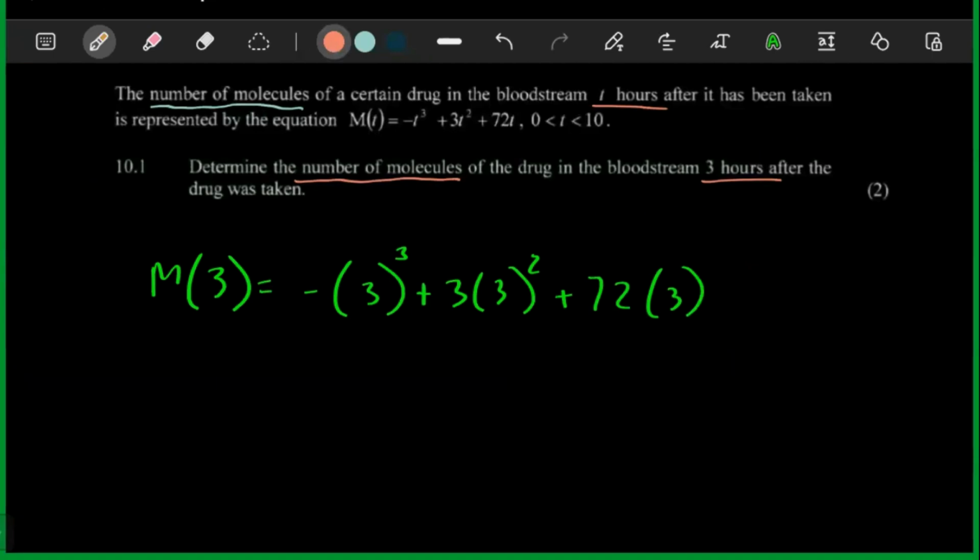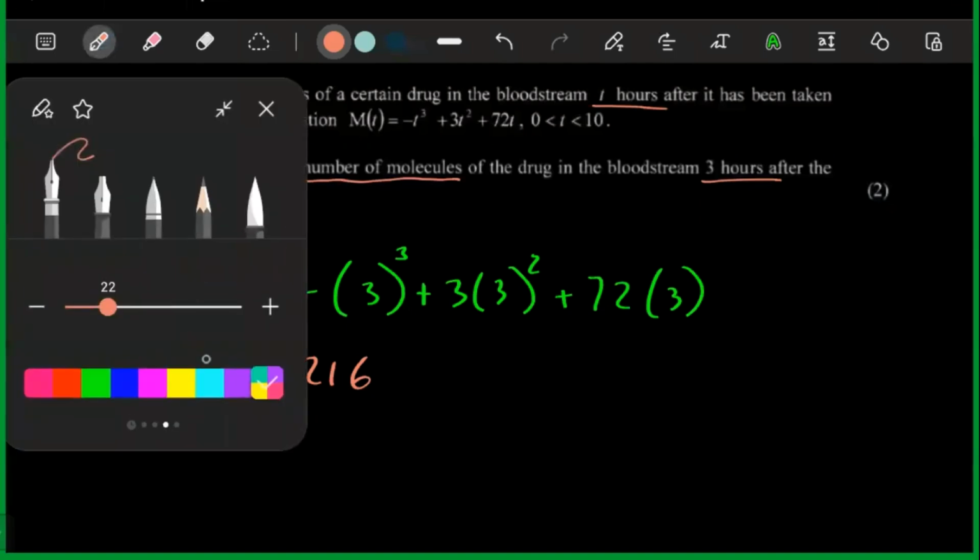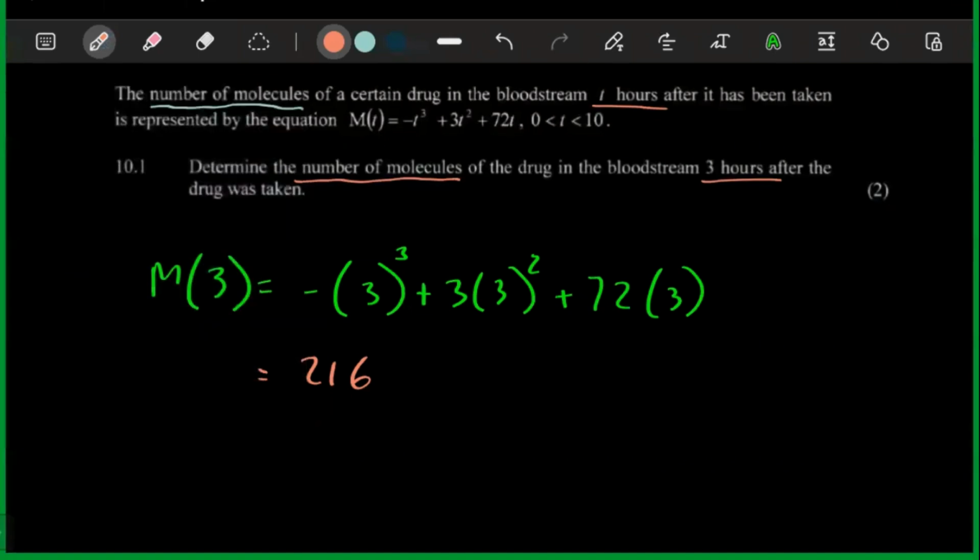So in this situation now, 3 cubed is 27. Calculator. It's 216. Oh, I think the 72 is what's causing that. 216, right? Yes. So it then says here, what's the next question?